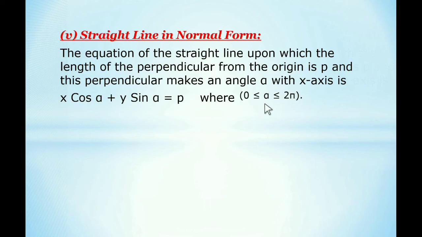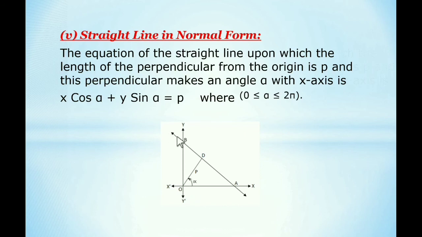The angle alpha must be less than or equal to 360 and greater than or equal to 0, and this is the equation of a straight line in normal form. P is, look at the diagram, the directed distance from the origin to the line, it is represented by P, and this one is the angle alpha.